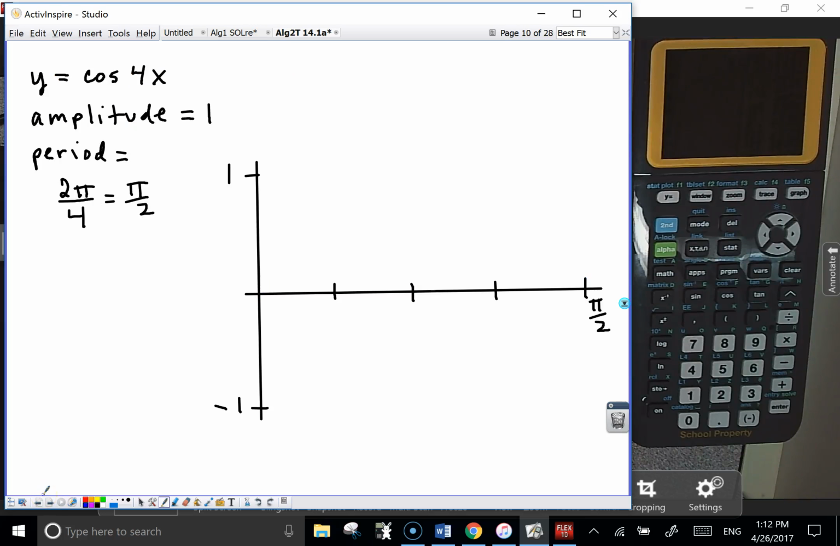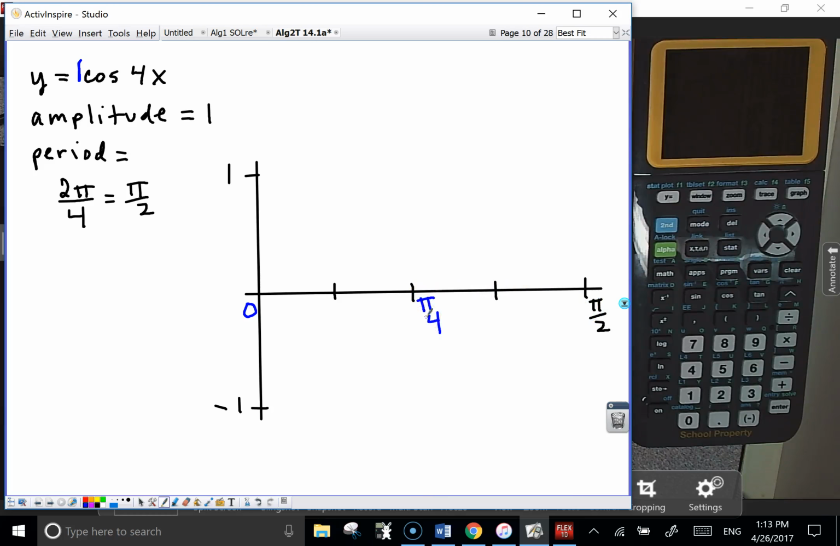Okay, how about a cosine of 4x? In this case, the amplitude is 1. But because of that 4, the coefficient of x, we've got to calculate a period now. The period is 2 pi divided by 4, which is pi over 2. So it's going to go through one complete wave between 0 and pi over 2. I'll put in the pi over 4, which will be in the middle.